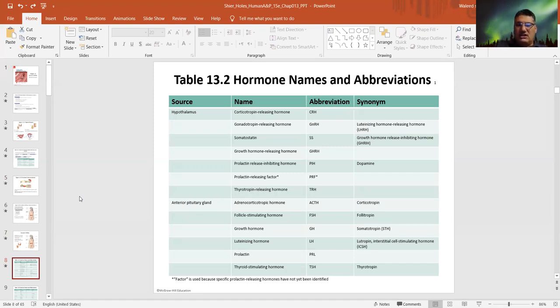The secretions that are going to be secreted from each one of those is something that you have to memorize. You have to remember all these names. And I mentioned that hypothalamus is the big boss. This is the president of the endocrine system.